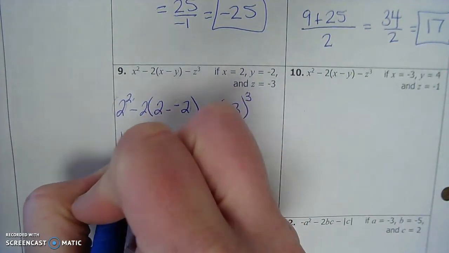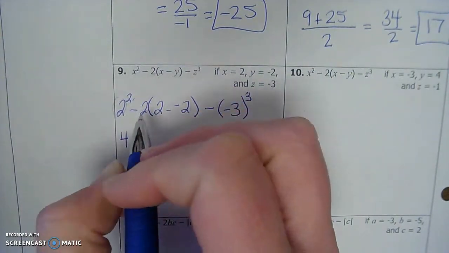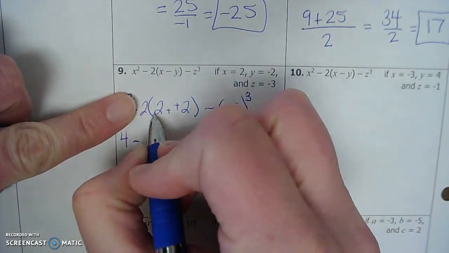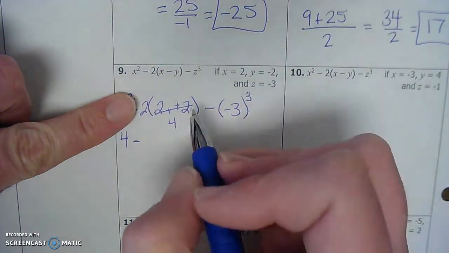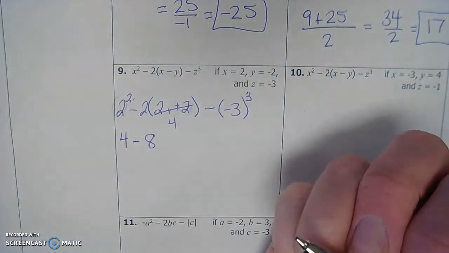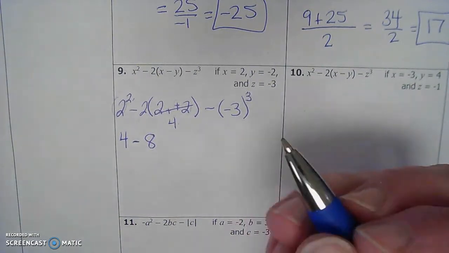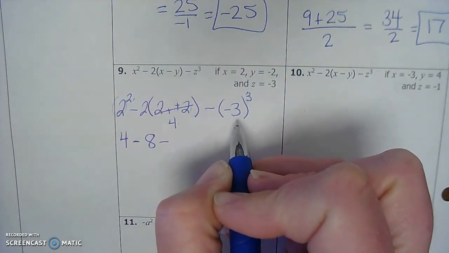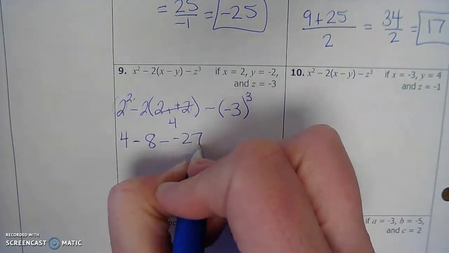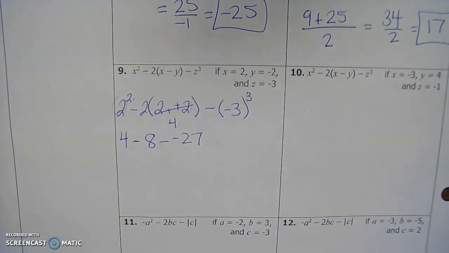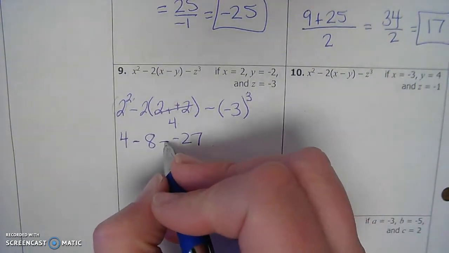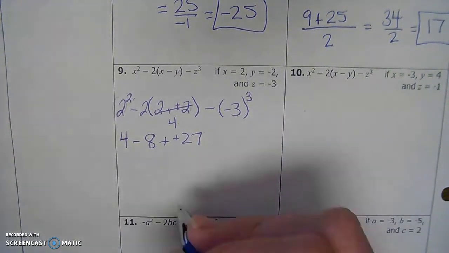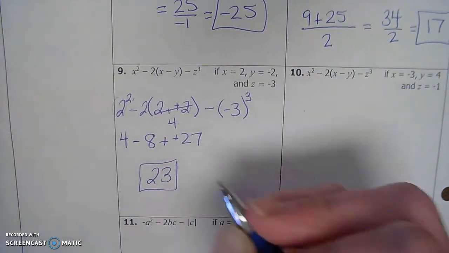2 squared is 4. If you bring down the minus sign, then you need to look at this as 2 minus -2. So 2 plus 2 is 4. 2 times 4 is 8, so -8. Minus -3 to the third means -3 times -3 times -3, which is -27. So you can write it like that, or if you want to change that to a plus positive, you can. 4 minus 8 plus 27 should give you 23 as your final answer.